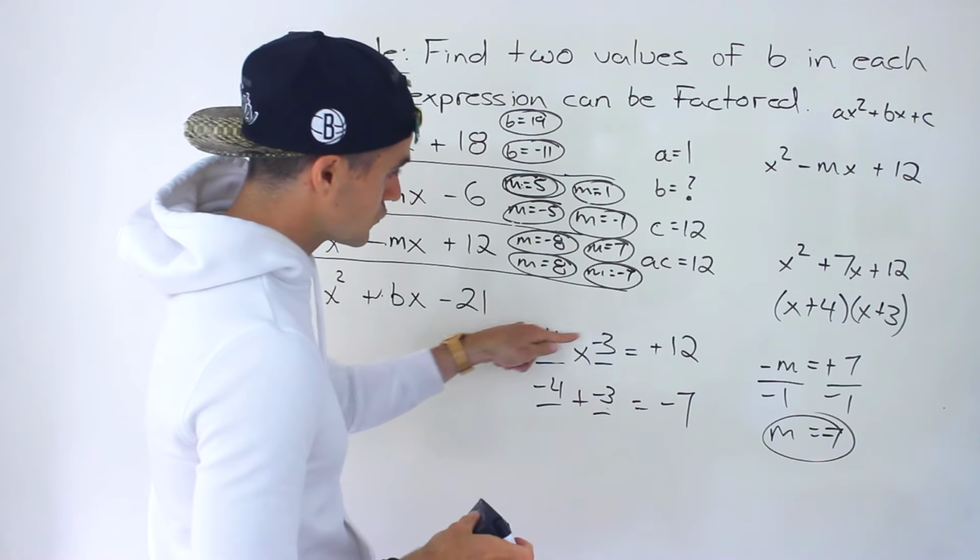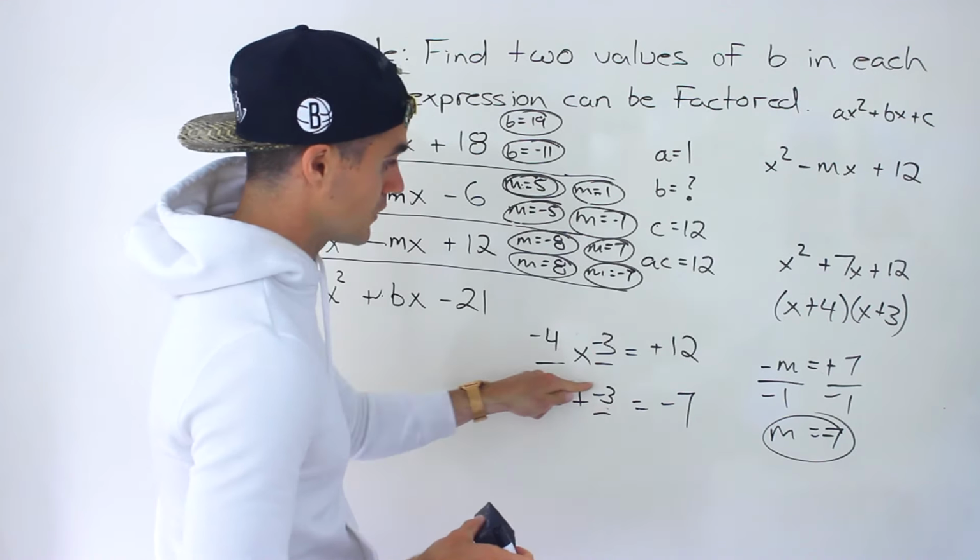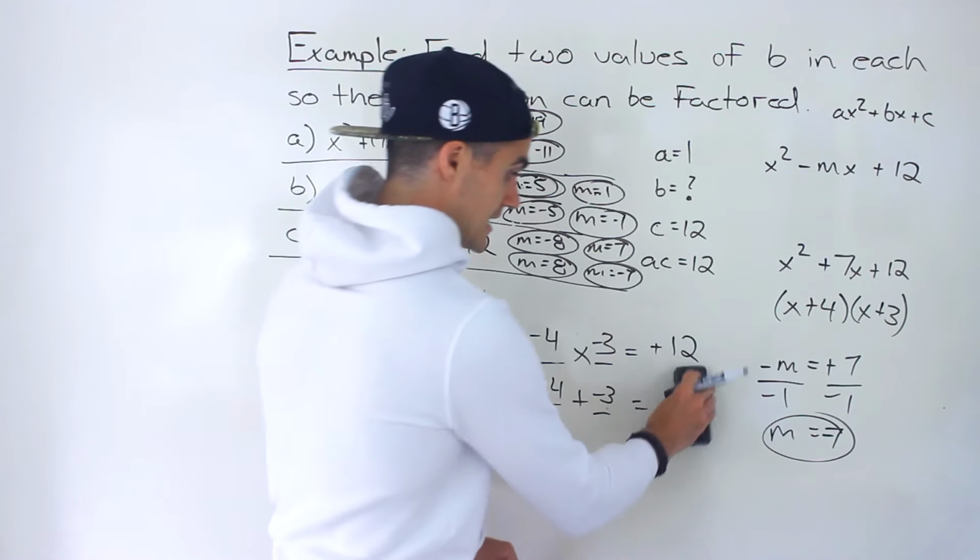Also, what's going to work? Negative 12, negative 1. Negative 12, negative 1 would be negative 13.